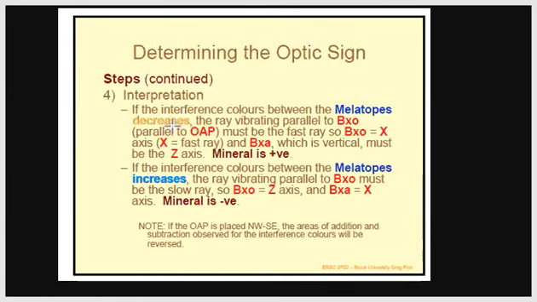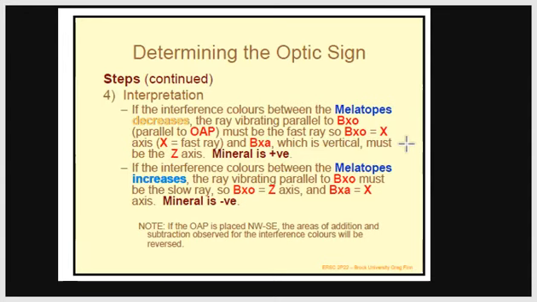Interpretation. If the interference color between the melatopes, the two hyperbolas we have seen, is going to be decreasing, the ray vibrating parallel to BXO, which is the ray parallel to the optic axial plane when those hyperbolas are oriented in the northeast and southwest quadrants, must be the fast ray. So BXO is going to be X, and automatically you can say that BXA is going to be Z. In both cases the mineral is positive.